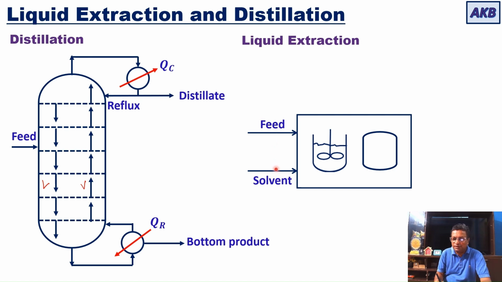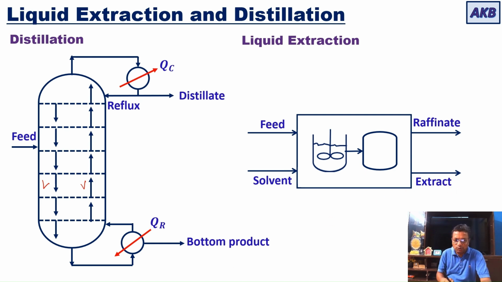These two liquid phases are mixed in the mixer. After proper mixing, the resulting mixture is transferred to another device, which is the settler. Here, the mixture is allowed to settle into two phases. Since solvent and the feed solution are immiscible with each other, the resulting mixture will separate into two layers. One layer will be removed as raffinate and the other layer will be removed as extract.